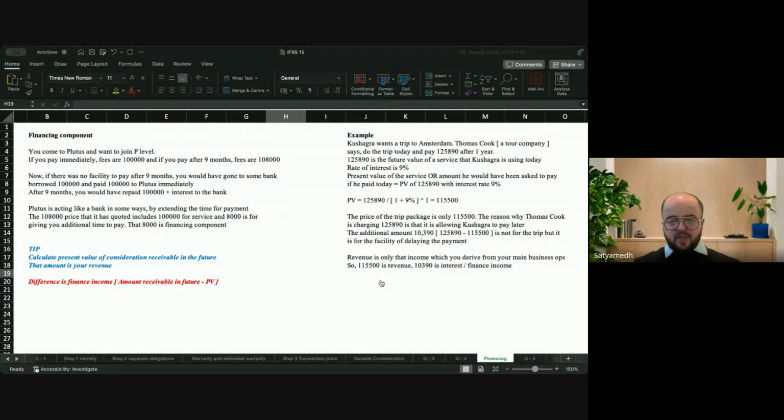Say the price of the trip is 2 lakh. They will go to the bank and borrow 2 lakh rupees from the bank. They will come and give this money to Thomas Cook, and then they will say, okay, now take us for a trip. Thomas Cook will then take you for a trip.